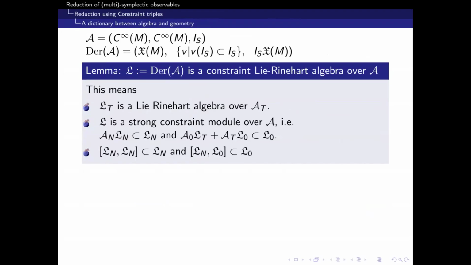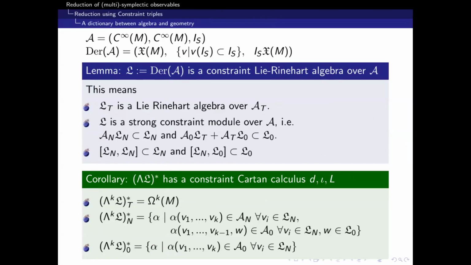When we multiply something with a zero element, it automatically is in L0. If we multiply L0 with anything, it's in L0, etc. We have a whole list of compatibility conditions which are satisfied by the derivations. What this implies automatically is that when we build a Cartan calculus from this, the operations of Cartan calculus, meaning total derivative, interior product, Lie derivative, are all compatible in a certain sense.